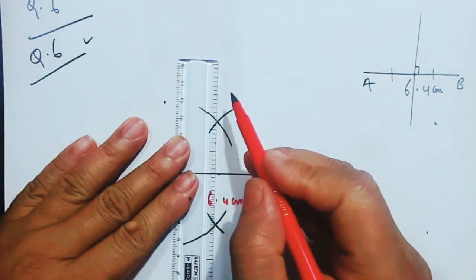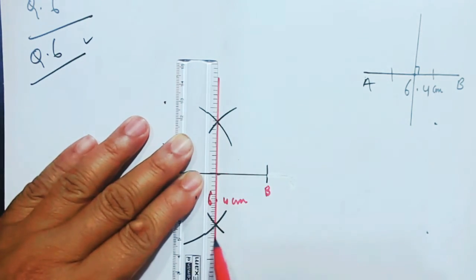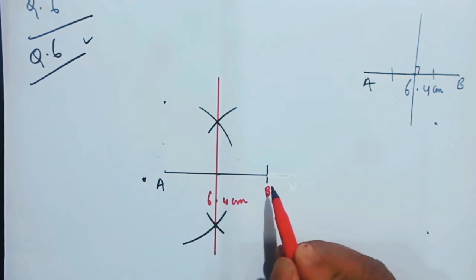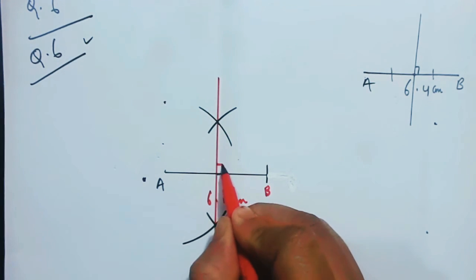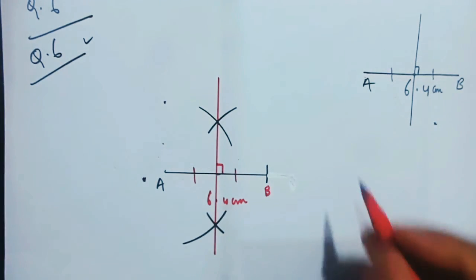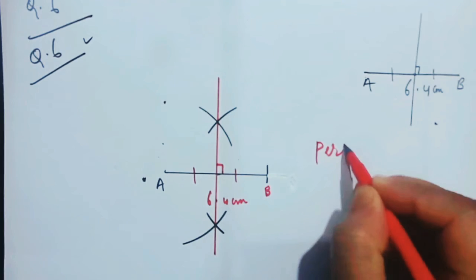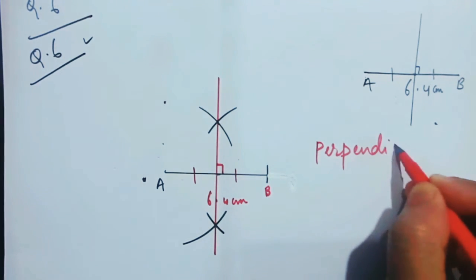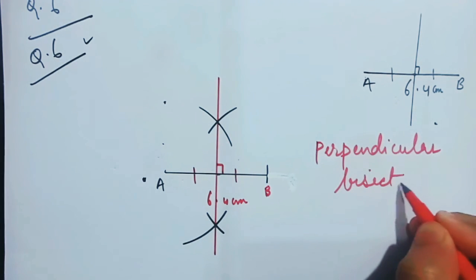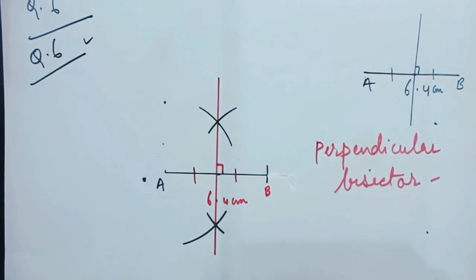Once we join these 2 points, the line passing through AB will not only be perpendicular but also will bisect it. So this is called perpendicular bisector, isn't it? Everything should be neat and clean. Okay, perpendicular bisector. Let's move on to number 7.